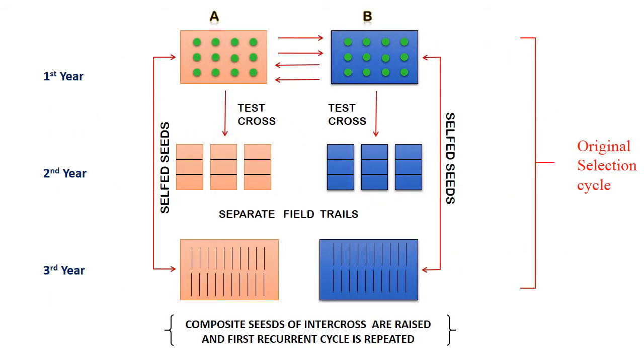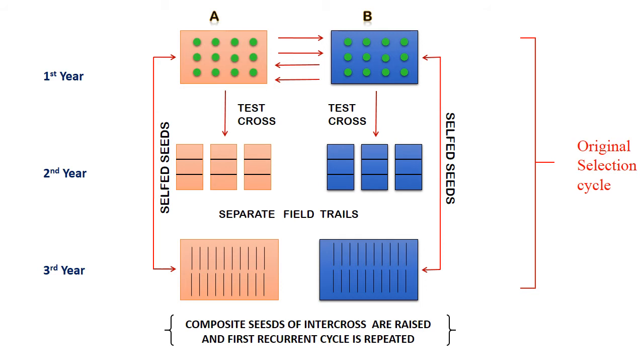This is how the schematic representation runs. Two populations are taken at a time. Population A acts as a tester for population B and vice versa. In each population, we will go for selfing, and the same plants are also used for crossing, meaning some pollen is used for selfing and some pollen for crossing purposes.